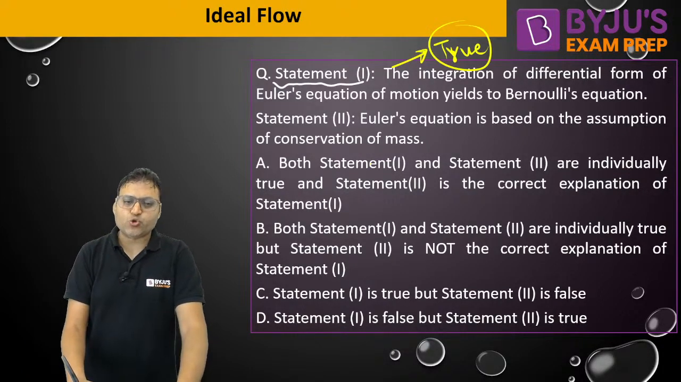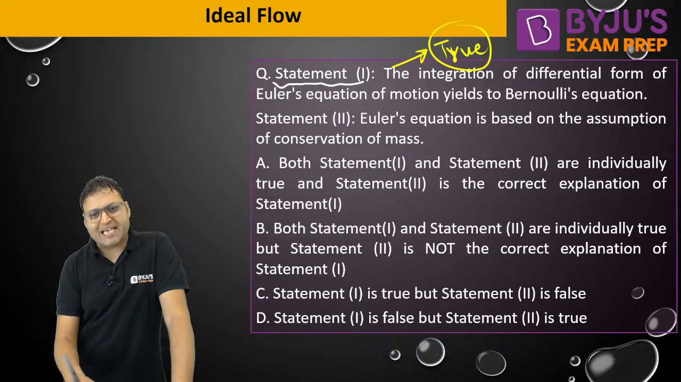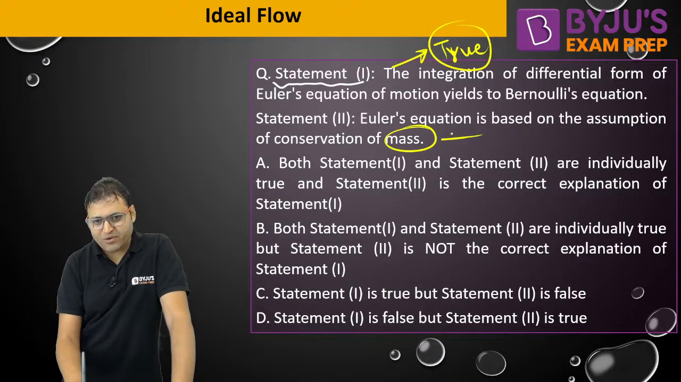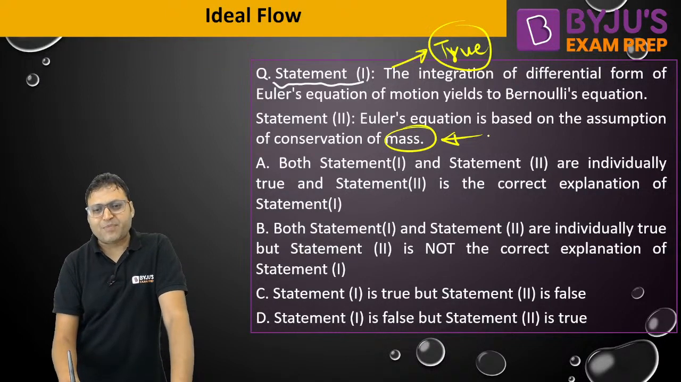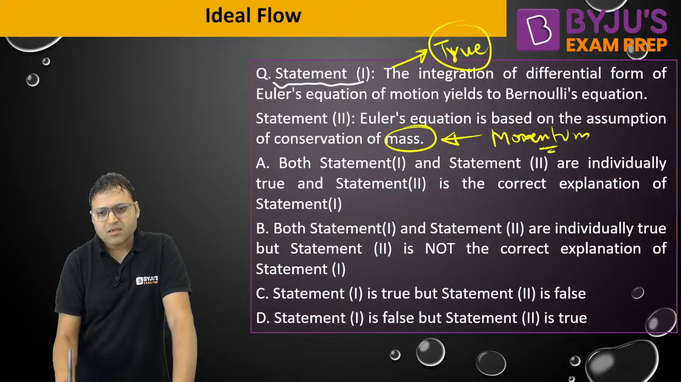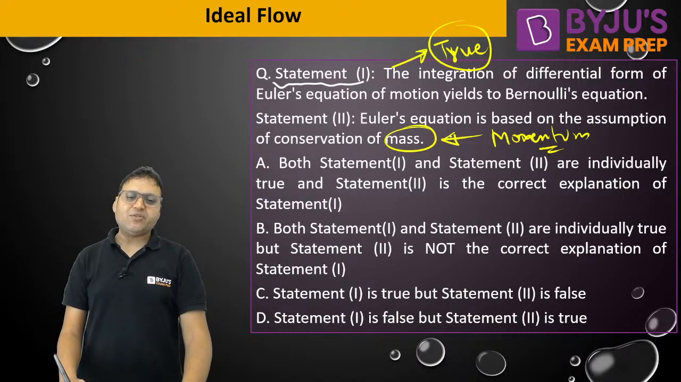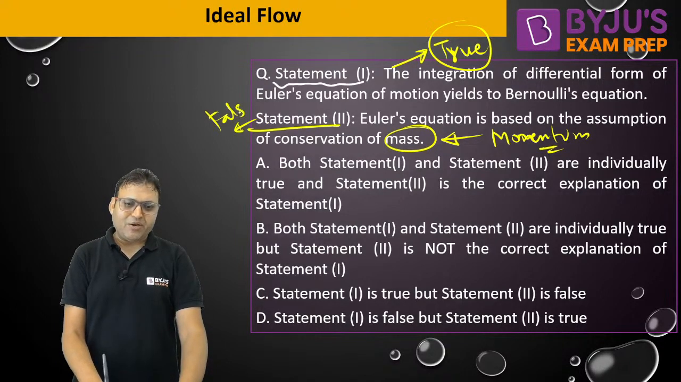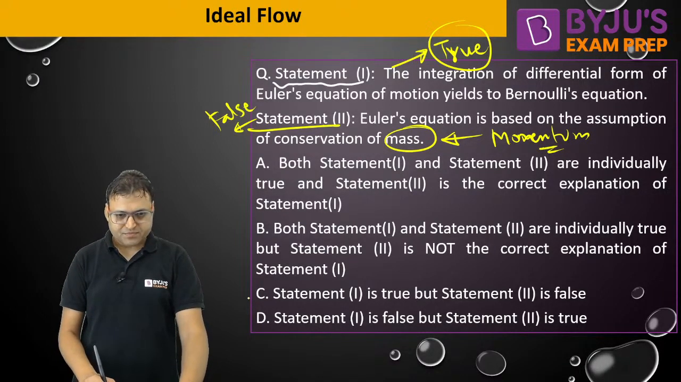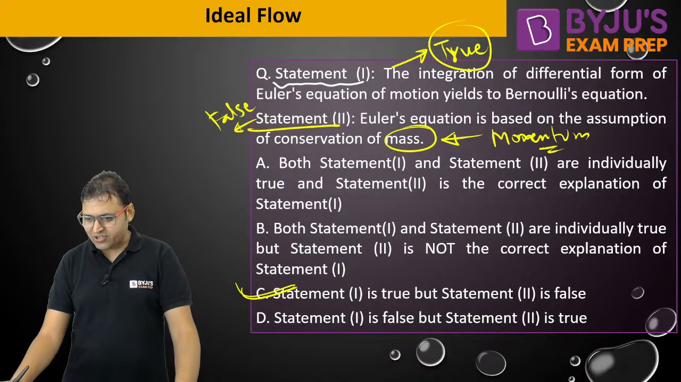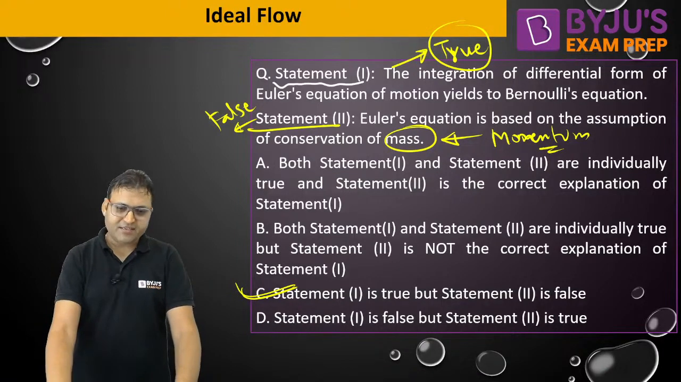The statement is true. The second statement says Euler equation is based on the assumption of conservation of mass. What we should have said, it is based on the assumption of conservation of momentum, not mass. So statement 2 is false. Statement 1 is true, 2 is false. Yes, Anubhav, well done, good, great.